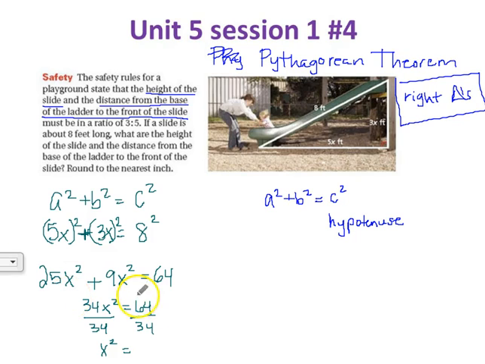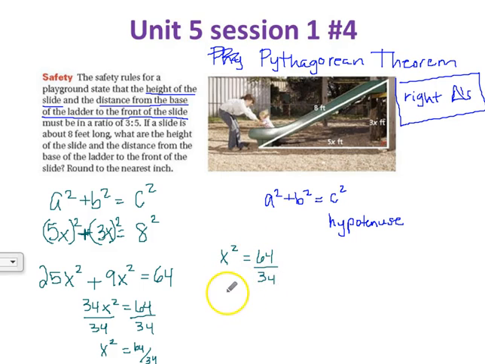So I'm going to say x squared equals 64. I'm going to leave it as a fraction. I'm going to come back up here. I'm running out of space down there. So now I've got x squared equals 64 divided by 34.